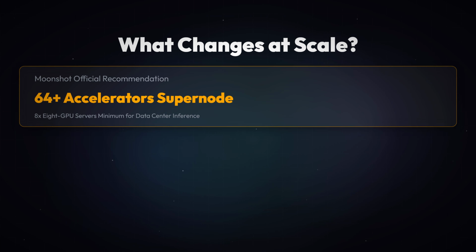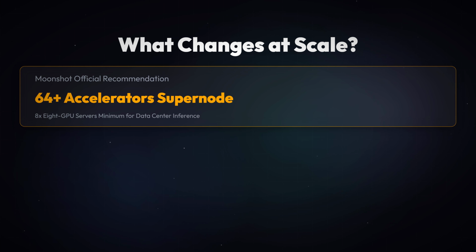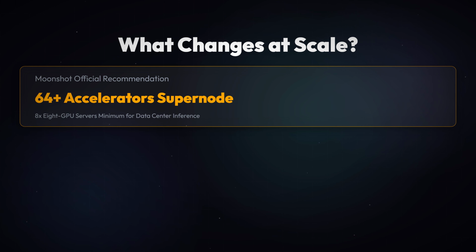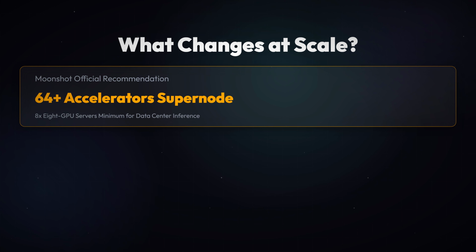Here's the catch, though. Moonshot's own launch materials recommend a supernode of 64 or more accelerators for efficient inference. That's not the minimum to load the model, it's what they recommend to serve it well. 64 accelerators means 8 of those 8 GPU servers minimum. That's not a box under your desk, that's a data center footprint.